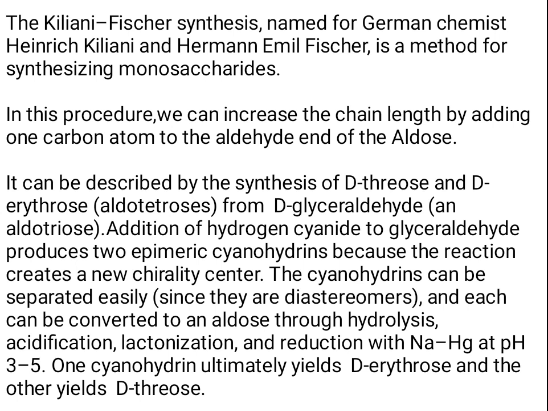Addition of hydrogen cyanide to glyceraldehyde produces 2 epimeric cyanohydrins. Because the reaction creates a new chirality center, the cyanohydrins can be separated easily since they are diastereomers, and each can be converted to an aldose through hydrolysis. Acidification, lactonization, and reduction with sodium amalgam at pH 3 to 5. One cyanohydrin ultimately yields D-erythrose and the other yields D-threose.